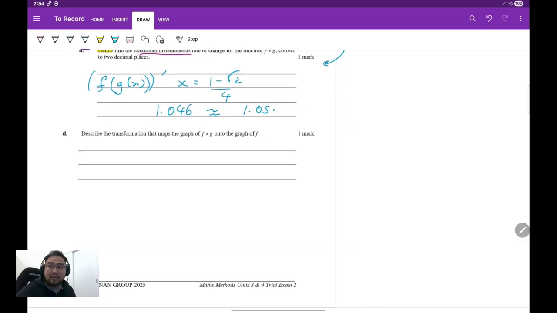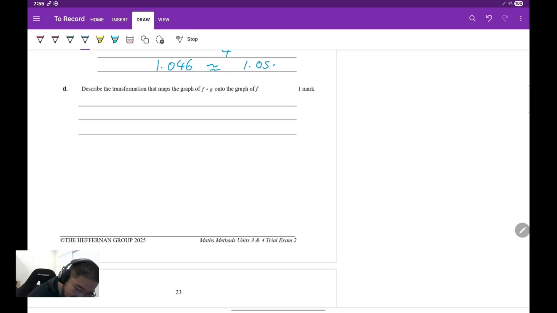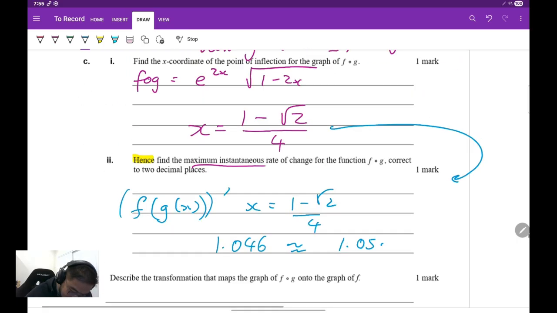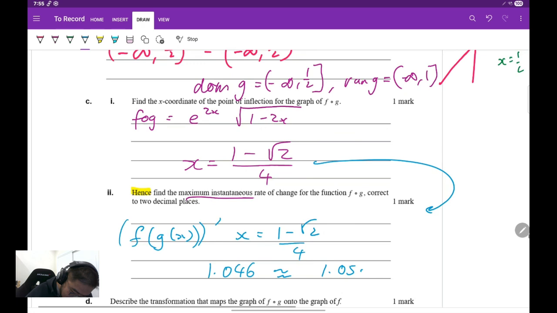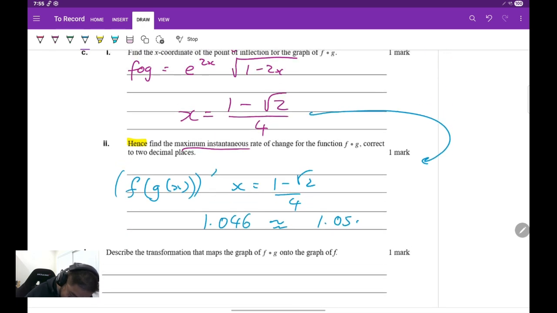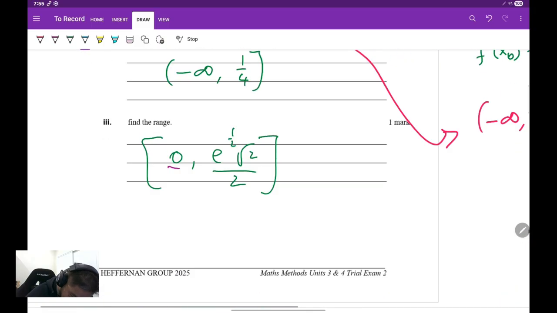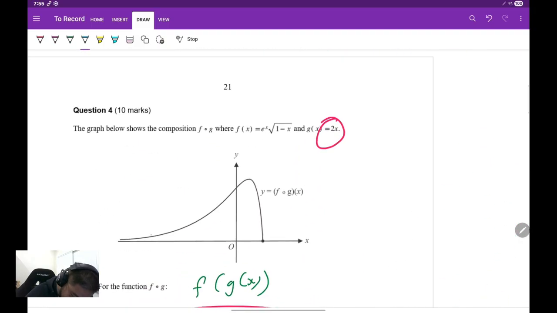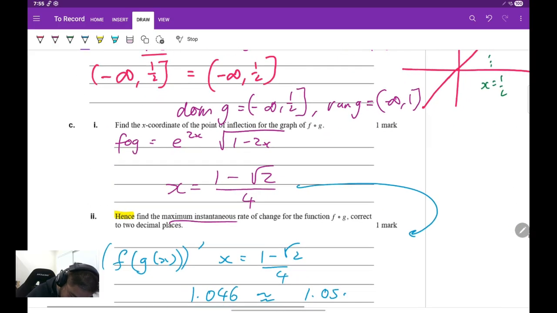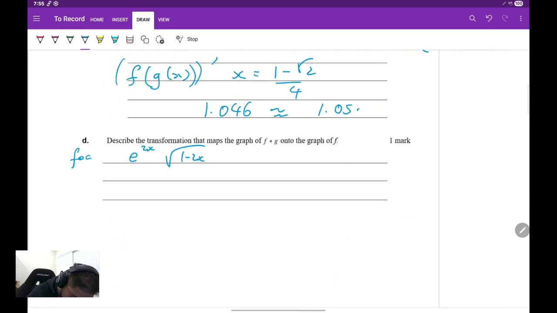Okay, next question. The next part's asking us to describe the transformations that turn fog into f. So if fog is this, I'm just going to write them again. Fog is e to the power of x square root 1 minus 2x, and f was just without the 2x. We want to turn this first graph into the second graph by using a series of transformations.